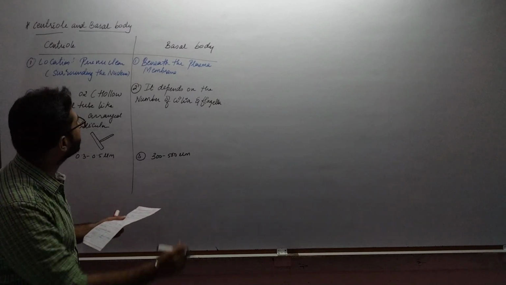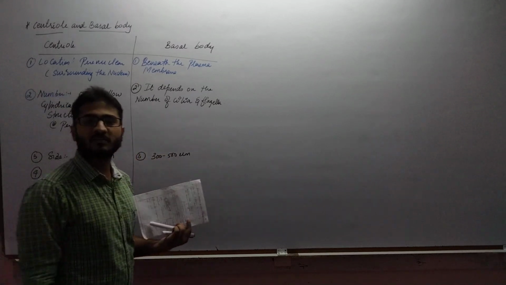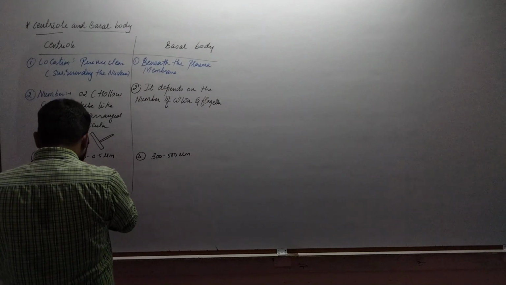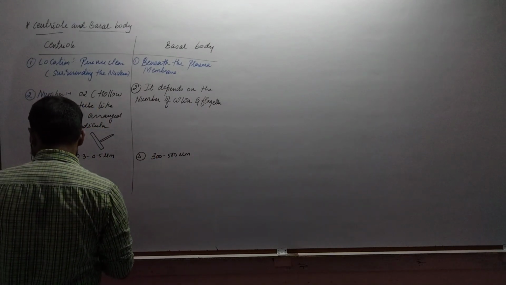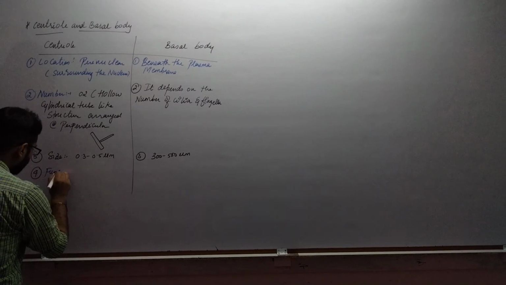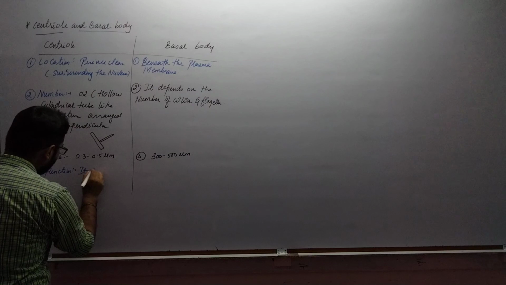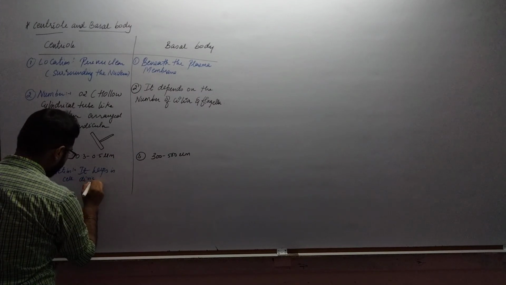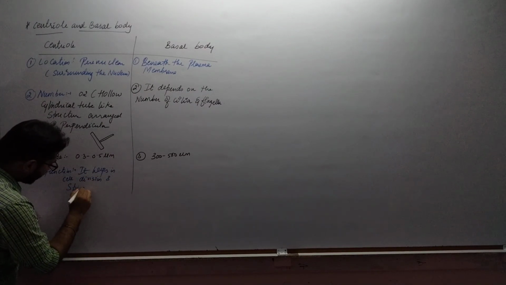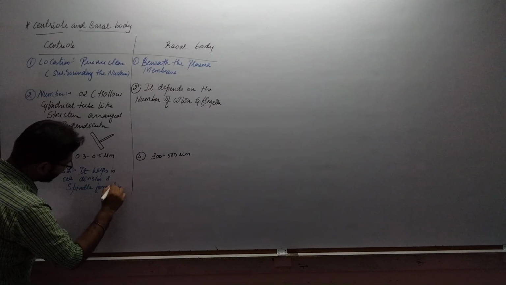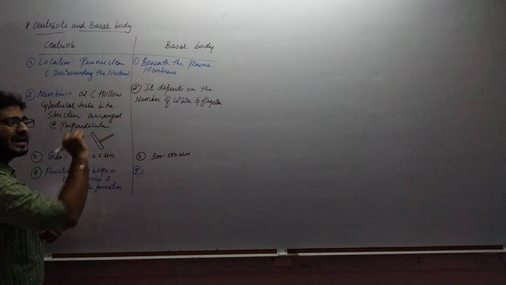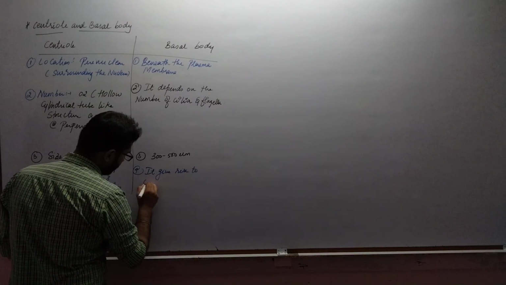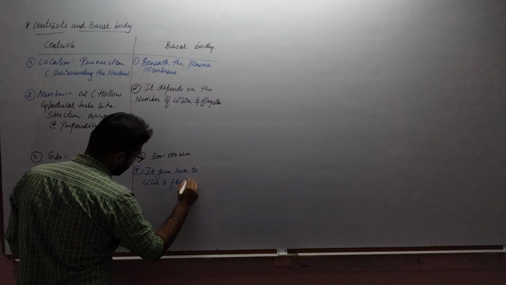The fourth comparison point is the function. We all know that centriole plays an important role in cell division, that is spindle fiber formation during cell division, and basal body gives rise to the cilia as well as flagella.